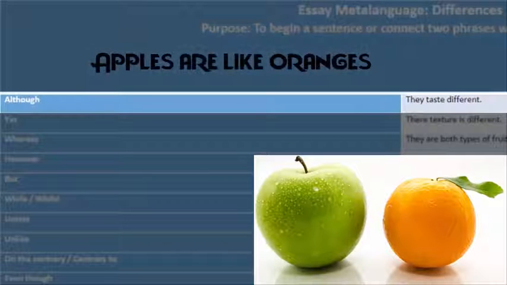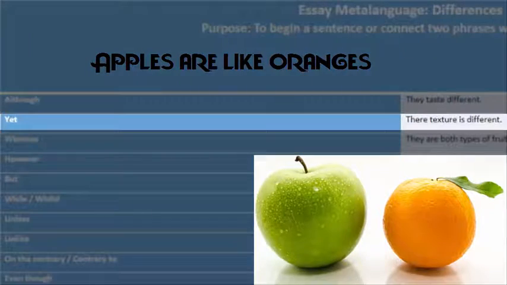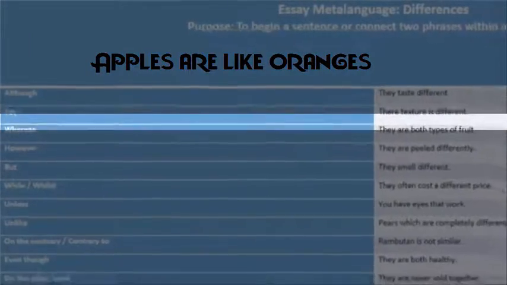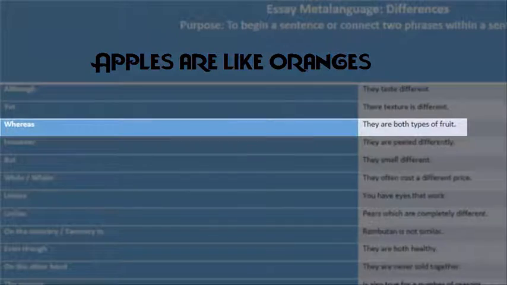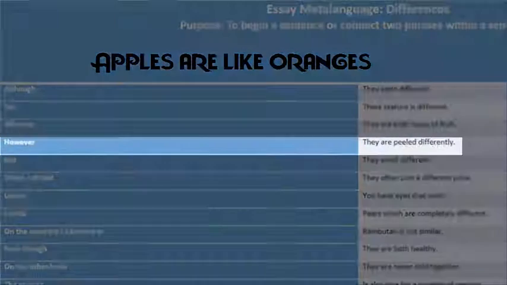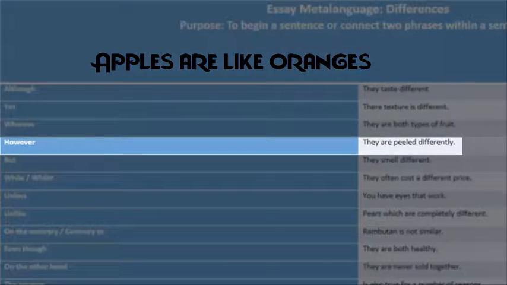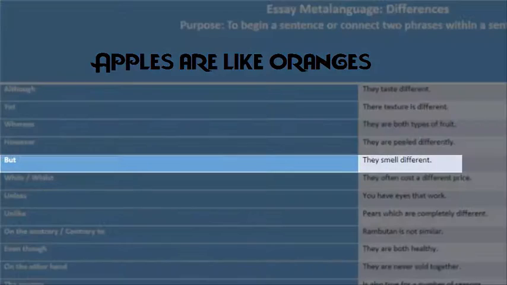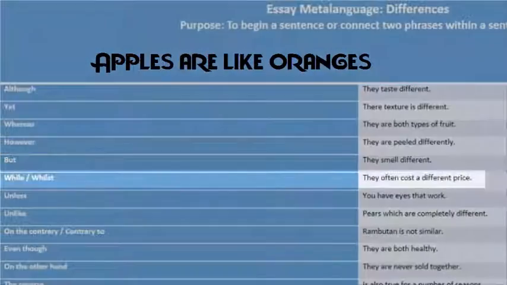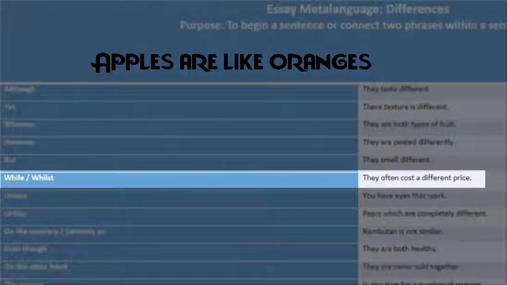Apples are like oranges, although they taste different. Apples are like oranges, yet their texture is different. Apples are like oranges, whereas they are both types of fruit. Apples are like oranges, however they are peeled differently. Apples are like oranges, but they smell different. Apples are like oranges whilst they often cost a different price.